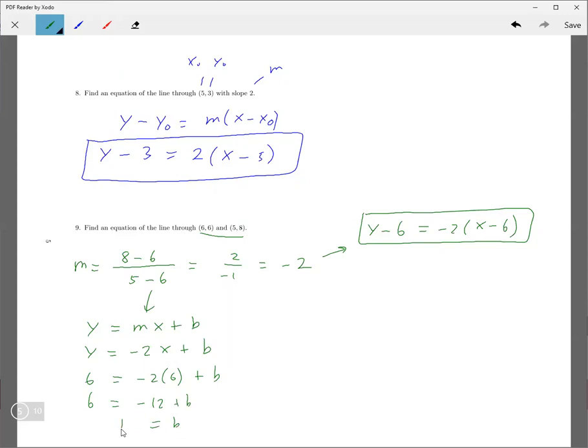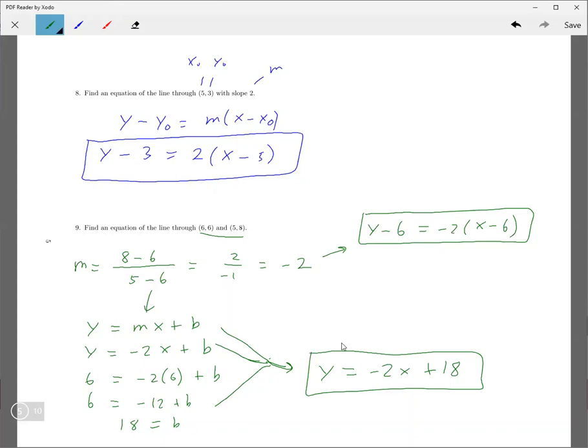So add 12 to both sides, that's 18. Then plug the 18 back into here, I'm sorry, into that one. And that answer. Okay. So all those should work. If you were to simplify this one out, solve this for y, distribute that in, and take the 6 over to the other side, you'd get this.